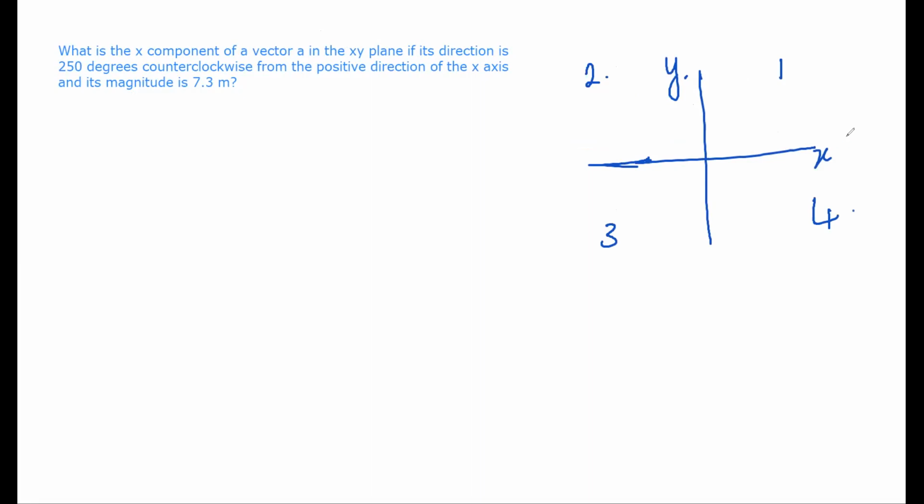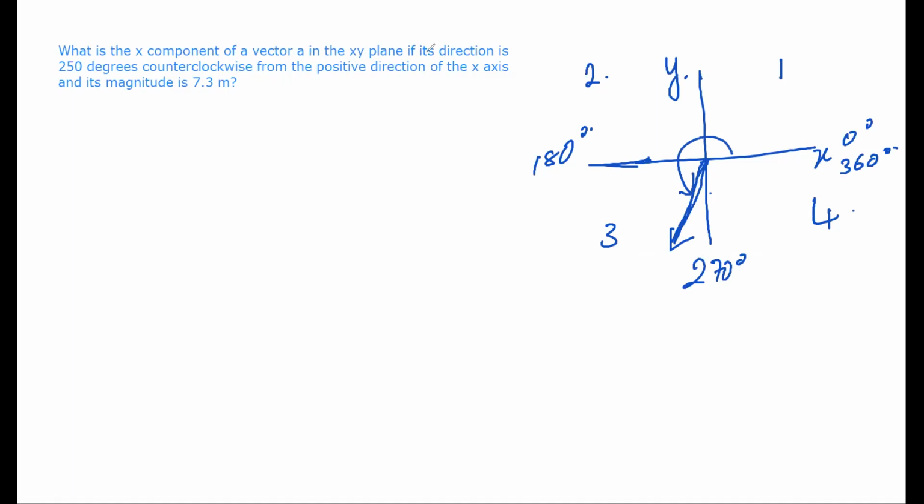This is 0 degrees. This is 180 degrees. And this is 180 plus 90, that's equal to 270 degrees, and then you have 360 degrees. You remember this, right? So 250 degrees is somewhere between 180 and 270. So it's somewhere here, we can draw it like this. This is the angle we are talking about.